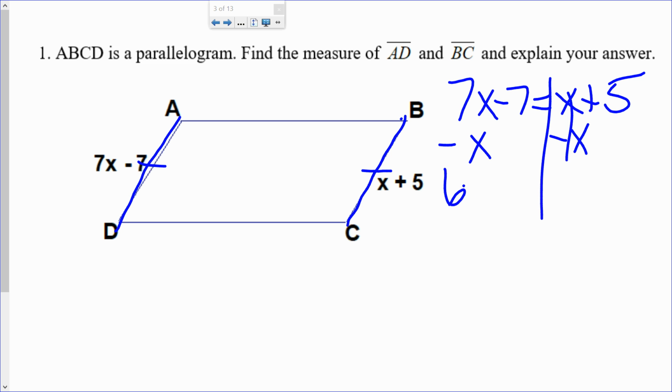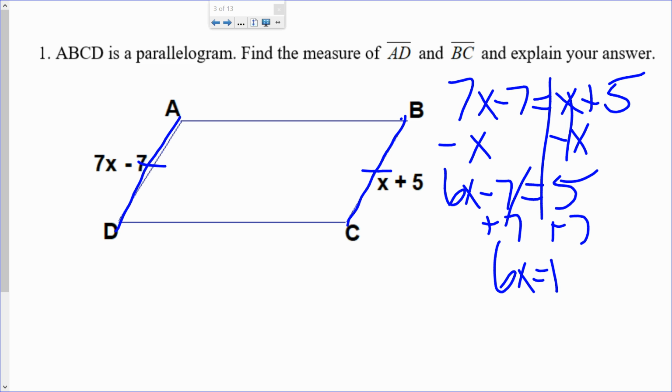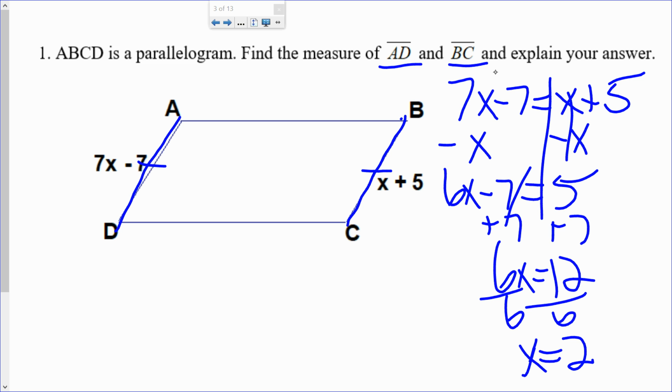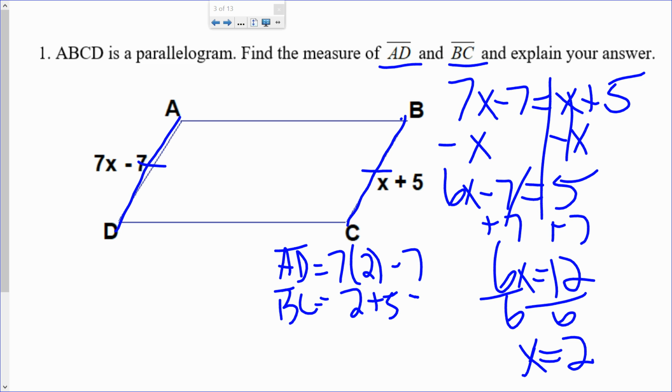I bring everything to one side. I isolate, add or subtract first. I divide last. I get x equals 2. Now the question is not asking for x, it's asking for the measure of AD and BC. So AD is 7 times x minus 7. BC is x plus 5. They're both 7. And they should be the same thing since they're the same.